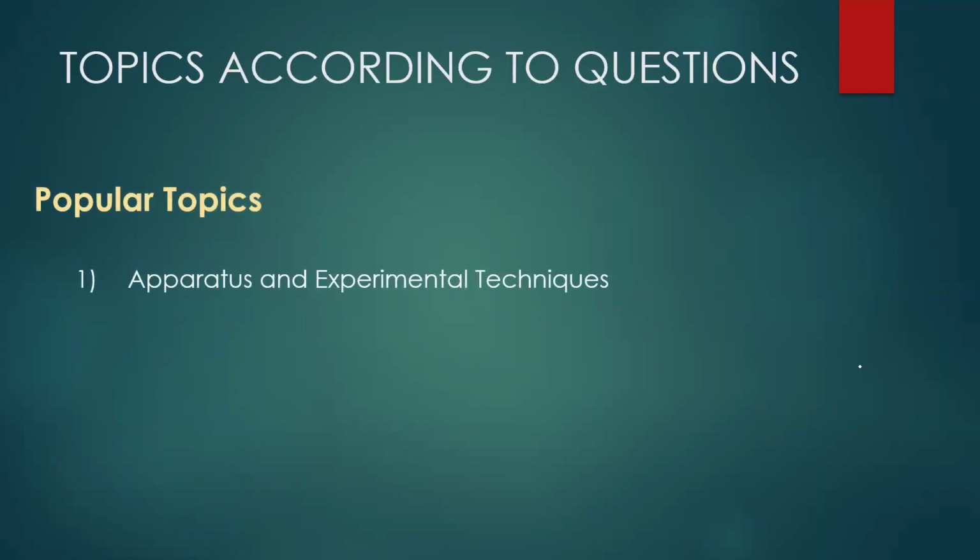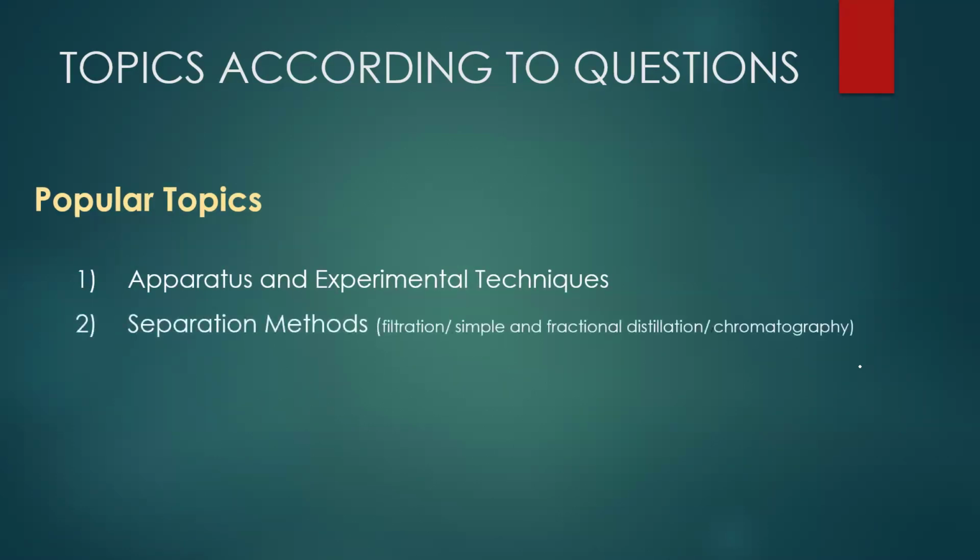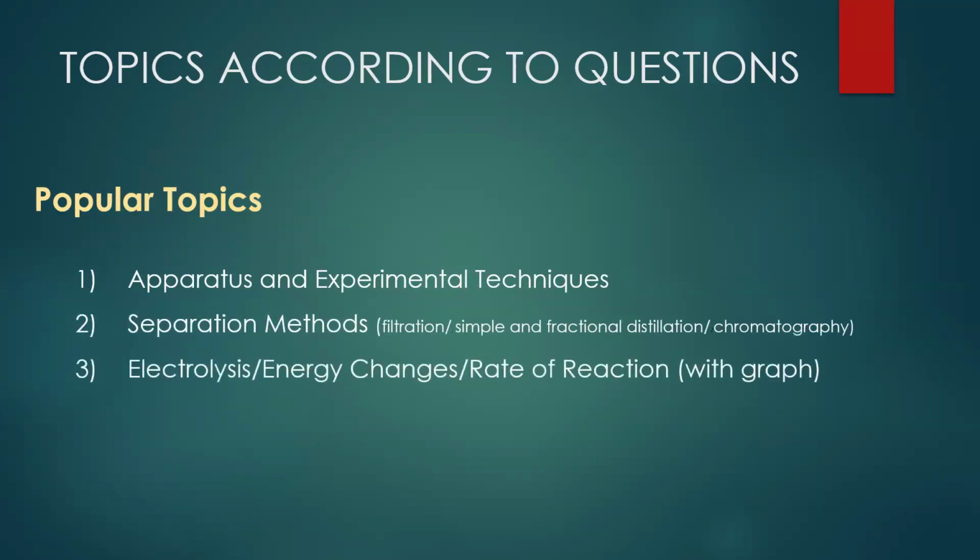Number one, you have apparatus and experimental techniques, separation methods, electrolysis, and energy changes. The first three points are related to question number one, which you need to know to attempt question number one: apparatus, experimental techniques. Today, this presentation will cover all of these things. Then we have separation methods and electrolysis. These are part of question number one.